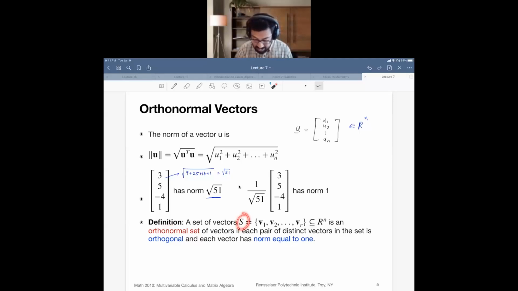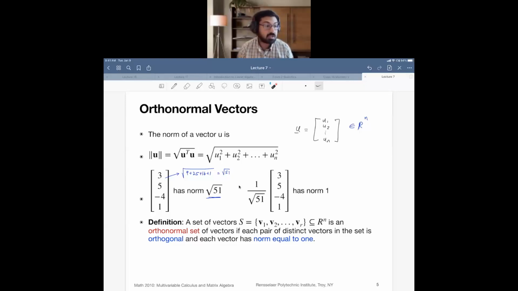A set of vectors S, vectors that belong to R to the N, is going to be considered an orthonormal set of vectors if each pair of distinct vectors in this set is orthogonal with each other, and they all also have to have a norm of 1. What that means is, if you have an orthogonal set of vectors, it is pretty easy to find the corresponding orthonormal set, because you would take each vector in the set and divide it by its norm, and you have an orthonormal set of vectors now.